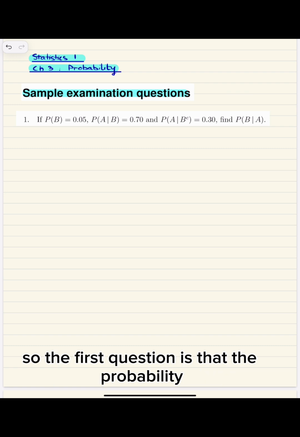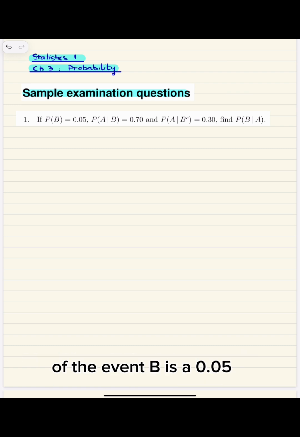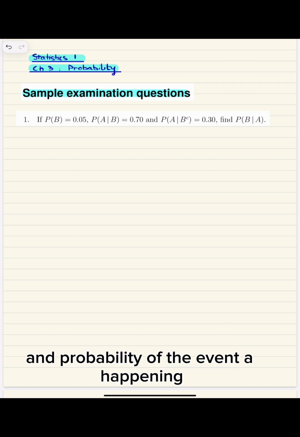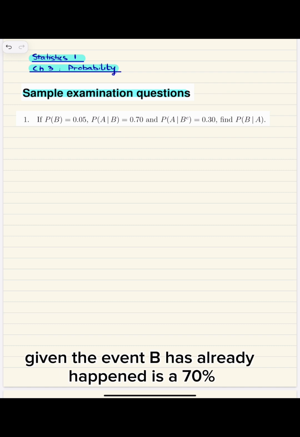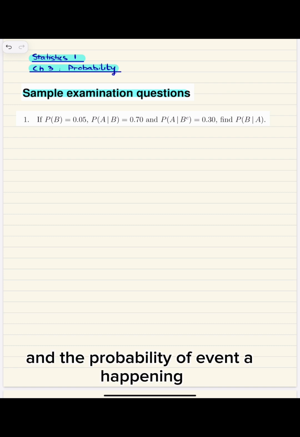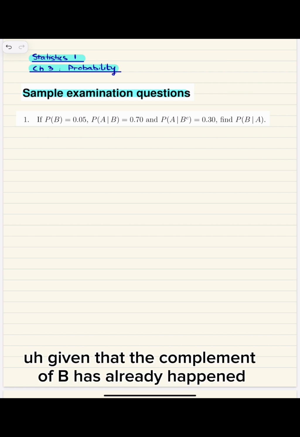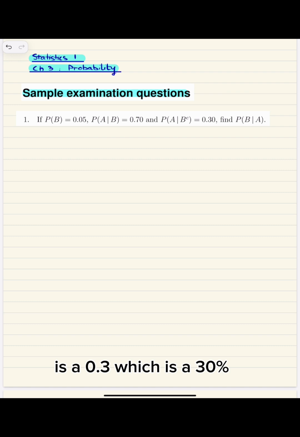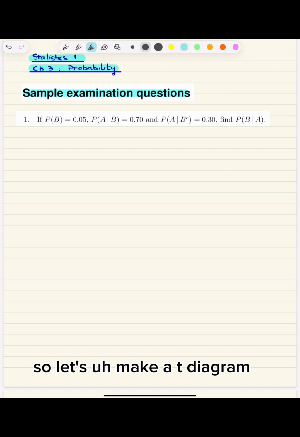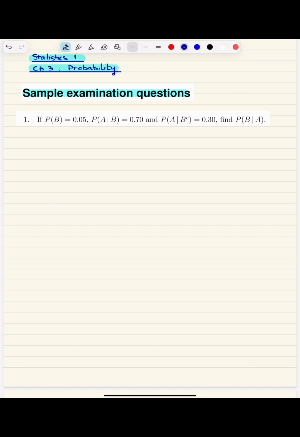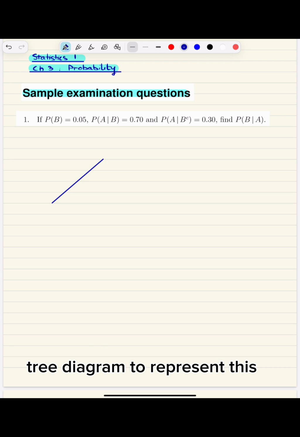Okay, so the first question is that the probability of the event B is 0.05. The probability of the event A happening, given the event B has already happened, is 70%, and the probability of event A happening given that the complement of B has already happened is 0.3, which is 30%. So let's make a tree diagram to represent this.